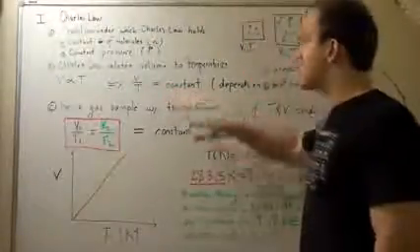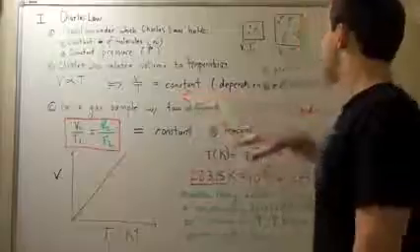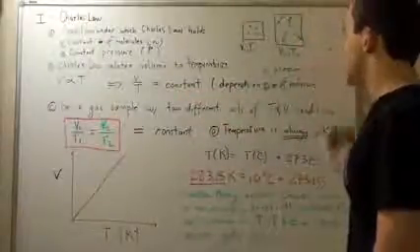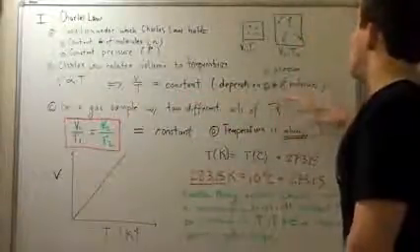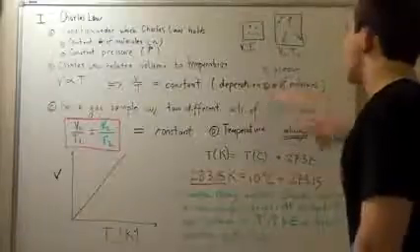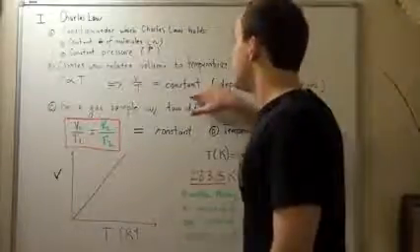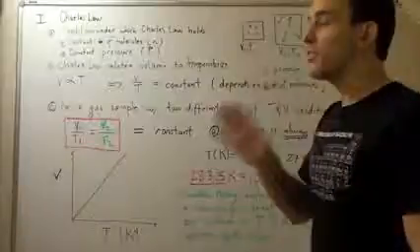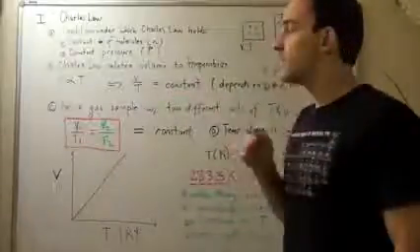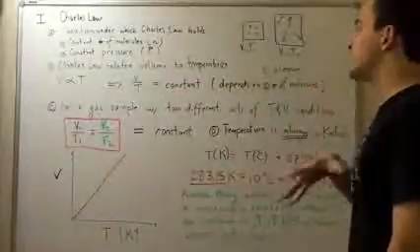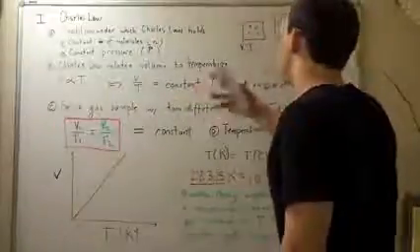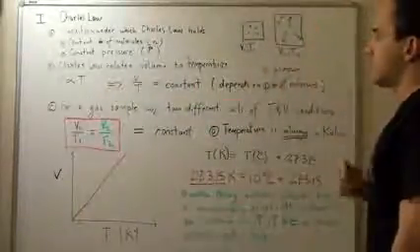Now notice this constant depends on two things, on the pressure and on the number of molecules. For example, if we have more molecules, our constant will be higher. And we'll learn more about that when we talk about the ideal gas law. For now, it's sufficient to say that our constant depends on both of these.